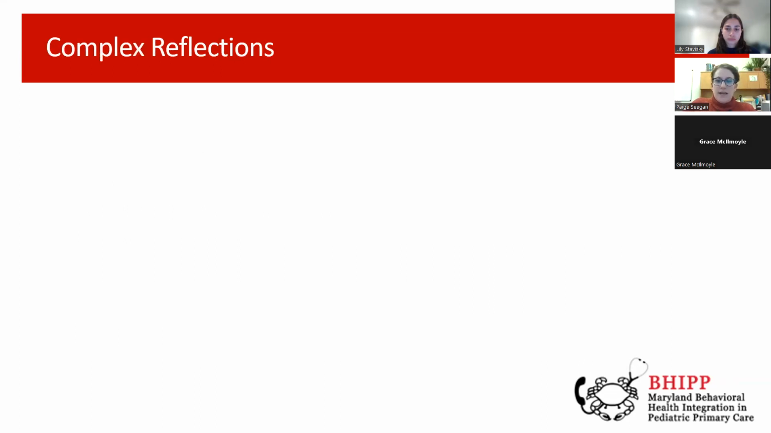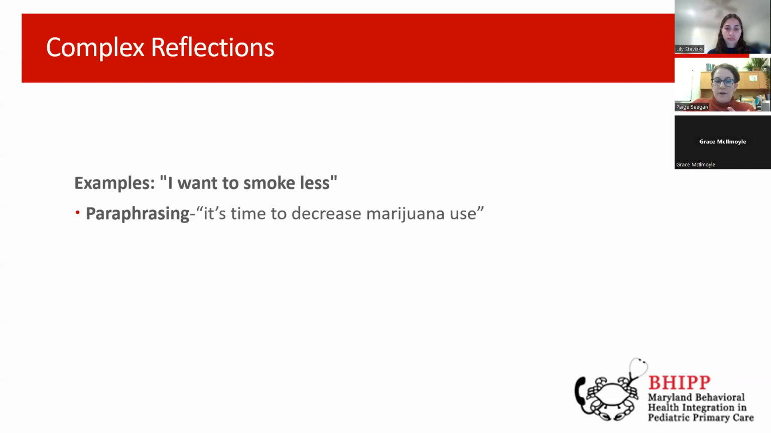Complex reflections can do a couple different things. For example, I want to smoke less. You can paraphrase, it's time to decrease marijuana use. This is more of a major restatement in which the listener infers the meaning in what was said and reflects that back in new words.